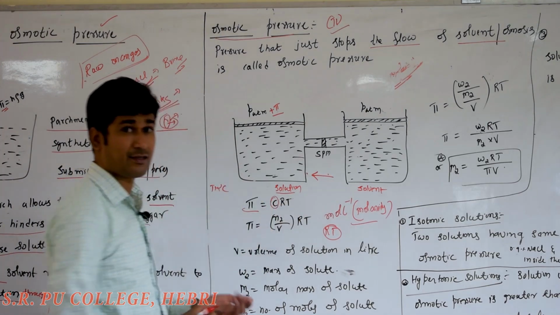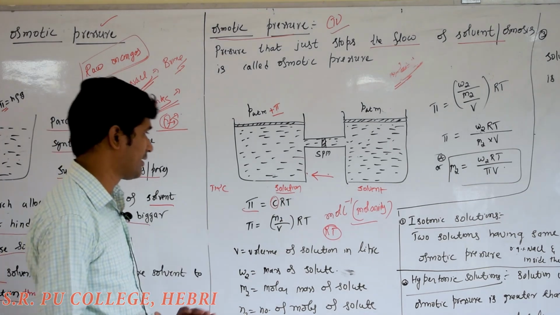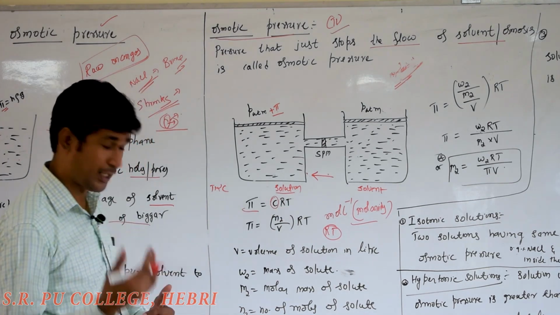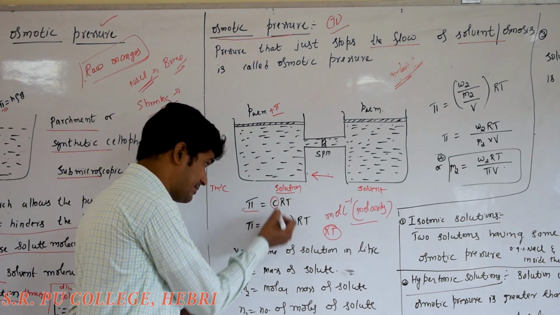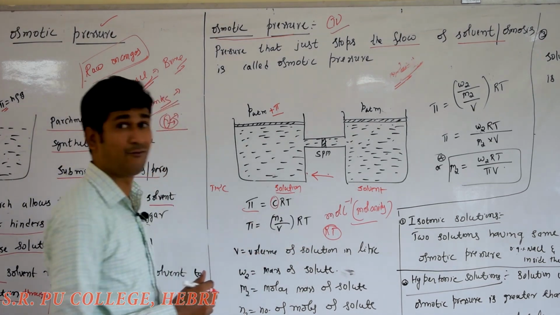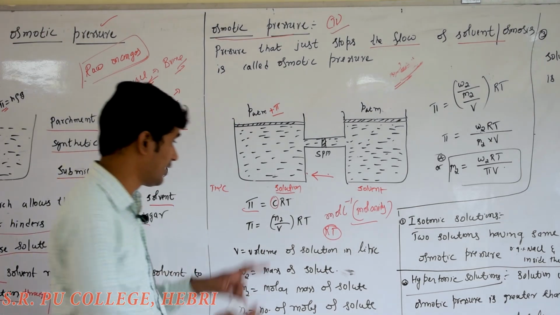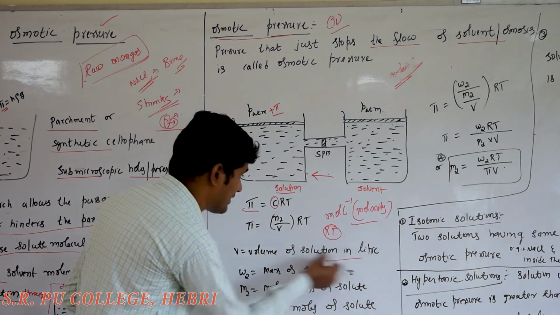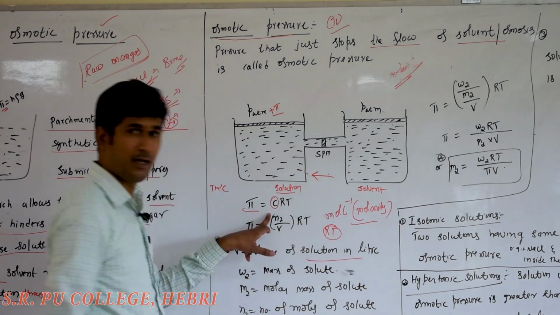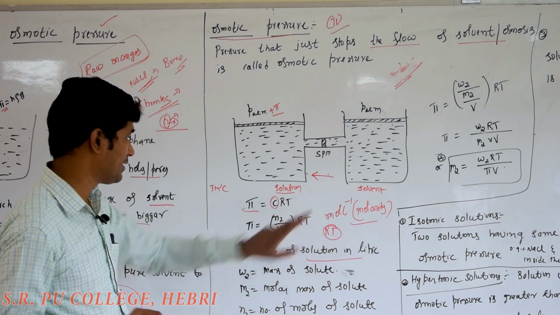Okay, C is concentration, R is the gas constant in terms of pressure, T is temperature. Now I have written this C in terms of number of moles and volume. In terms of molarity, n means number of moles, V is the volume of solution in liters. So this is mole per liter, molarity, into R into T.